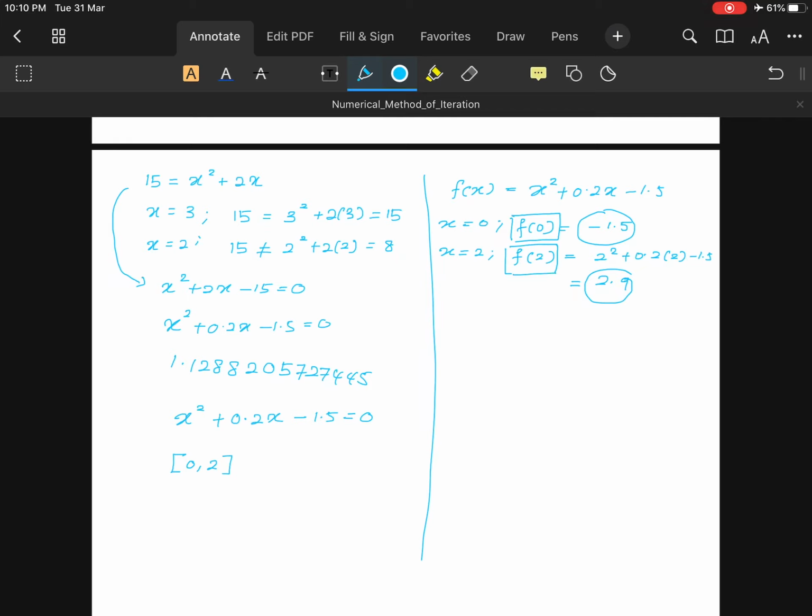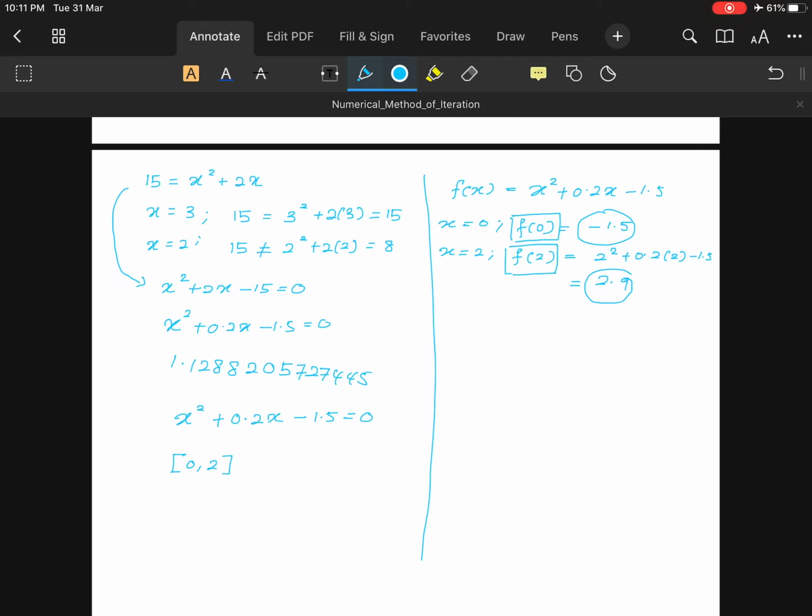So that is how you check whether there's a root lying in a particular interval or not. You just substitute the endpoints of the interval into the function, then you check whether there's a change of sign. It does not necessarily have to be negative first and then positive. It could be positive to negative also.